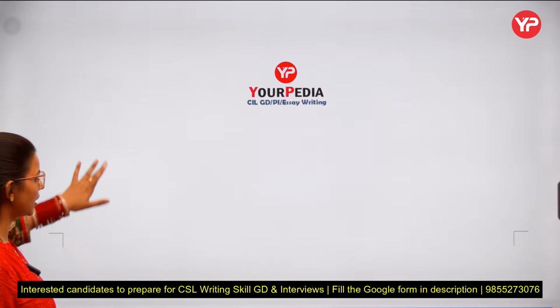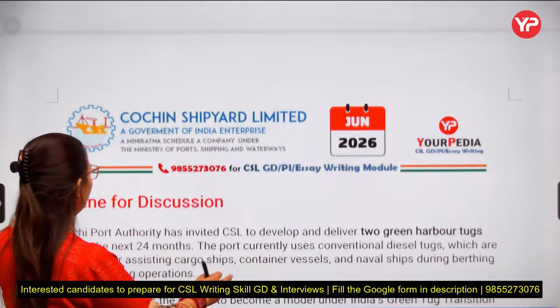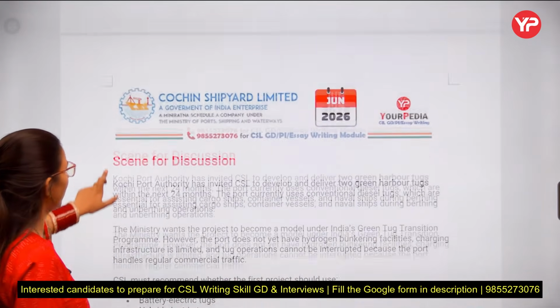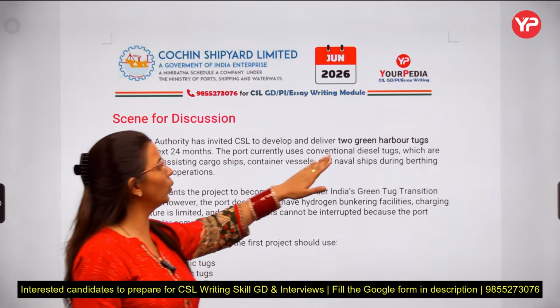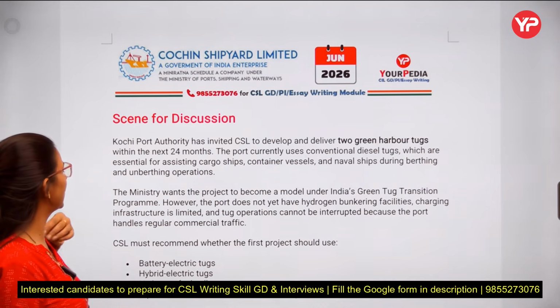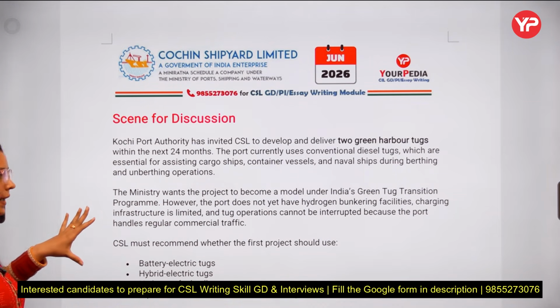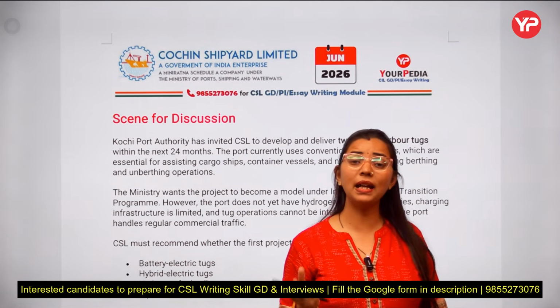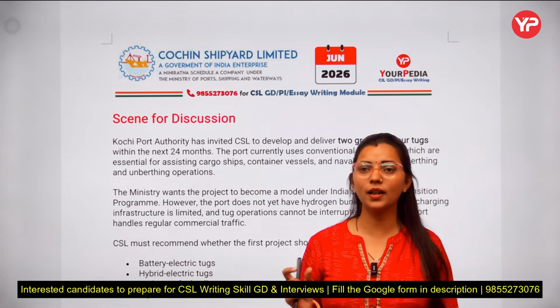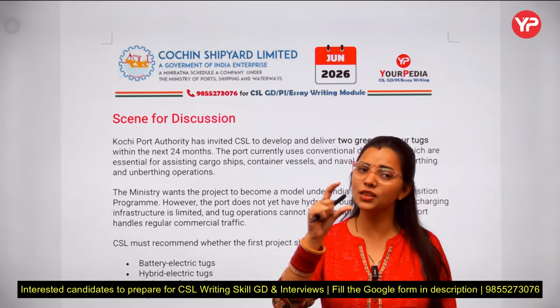Now, let me just show you. Okay, this is a scene for discussion. Today the topic here is basically 2 green harbor tugs. This is the scene for discussion, right? Basically, can India make green ships? Can India make green tugs? This is the GD topic.